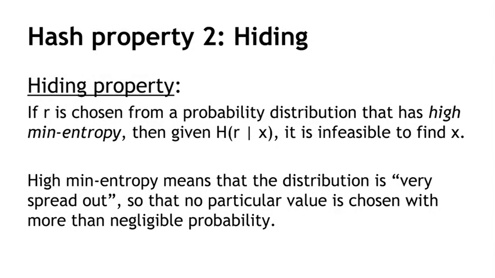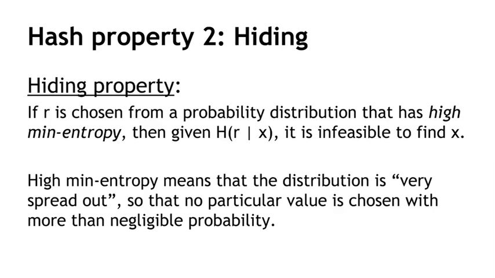So the hiding property that we are going to need to set up is a little bit more complicated. And the way we're going to fix this problem with the common value x, like heads and tails, is we're going to take the x and concatenate with it a value r, which is chosen from a distribution that's really spread out. And so this H of r concatenated with x means take all the bits of r and put after them all the bits of x. And so what we're going to say is, given the hash of r together with x, that it's infeasible to find x, and that this will be true in the formally stated property that if r is a random value chosen from a distribution that has high min entropy, then given the hash of r concatenated with x, it's infeasible to find x. And what does high min entropy mean?